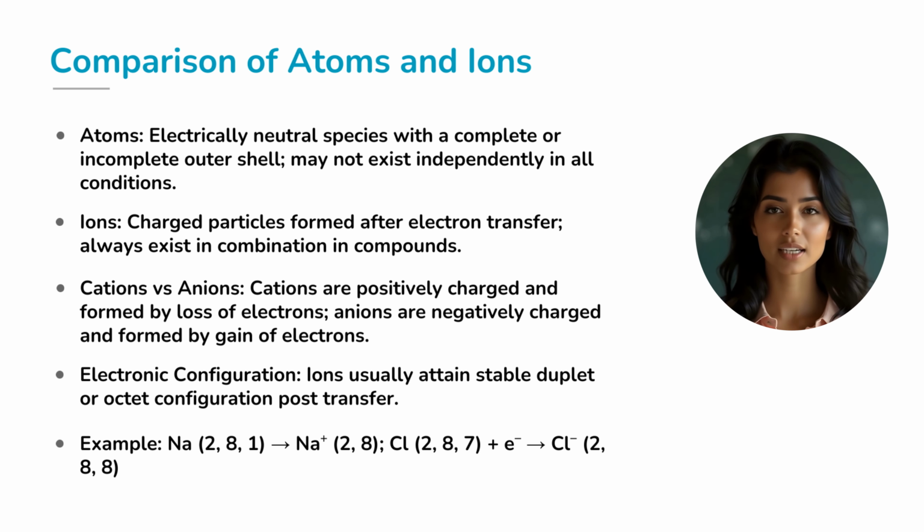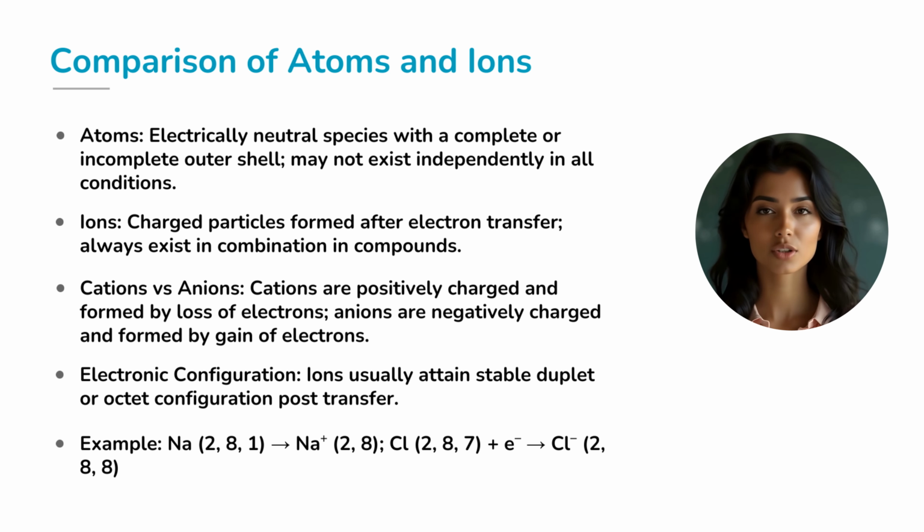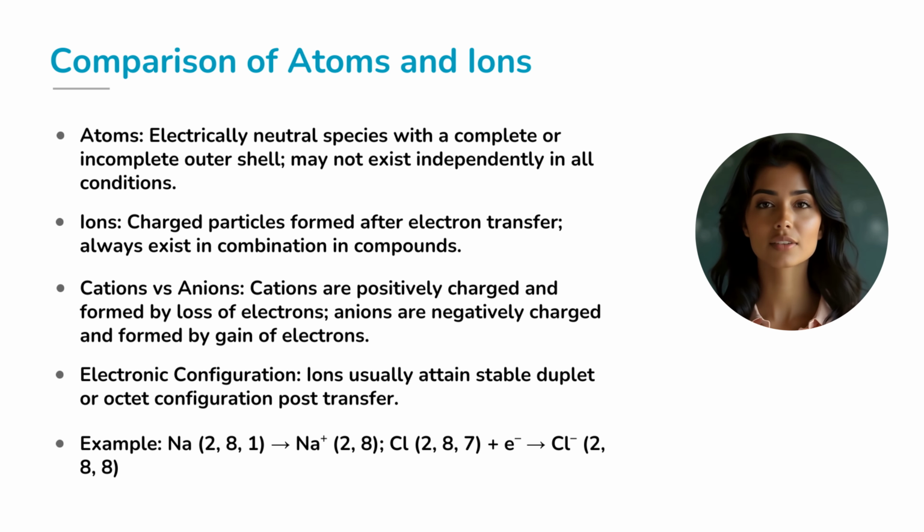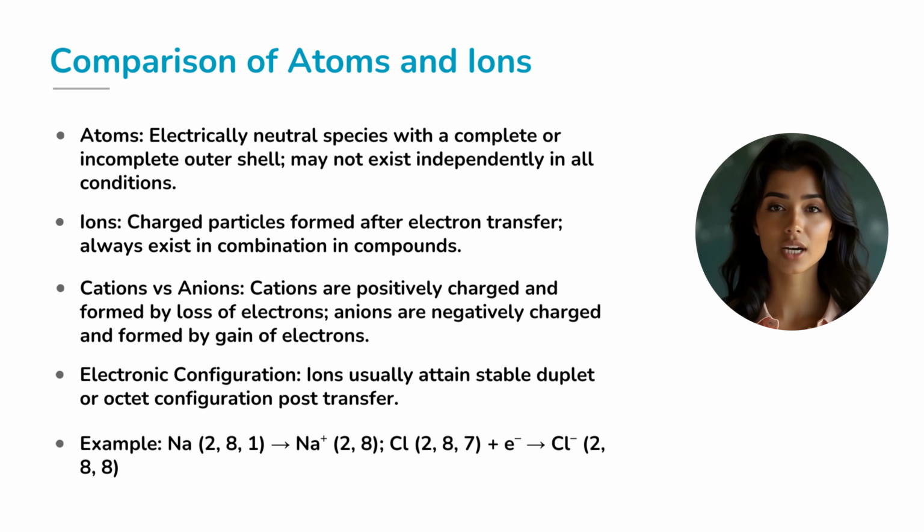Let's compare atoms and ions to better understand what happens during electrovalent bonding. Atoms are neutral particles. They have equal numbers of protons and electrons. But when they gain or lose electrons, they become ions, charged particles. A cation is a positively charged ion formed when an atom loses electrons. For example, sodium loses one electron and becomes sodium positive 1. An anion is a negatively charged ion formed when an atom gains electrons. For example, chlorine gains one electron and becomes chloride negative 1.